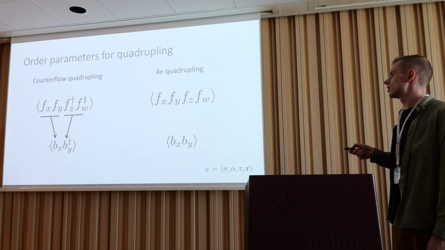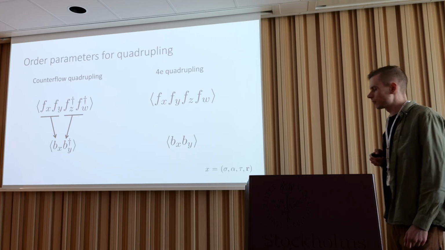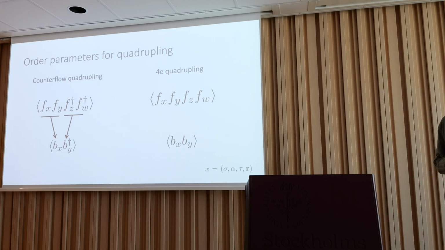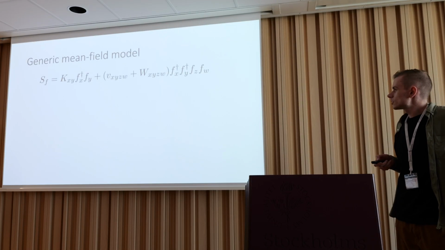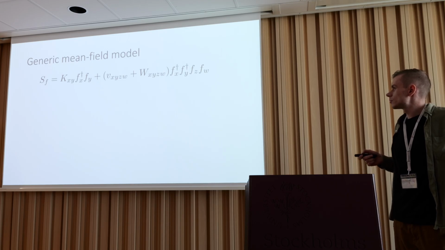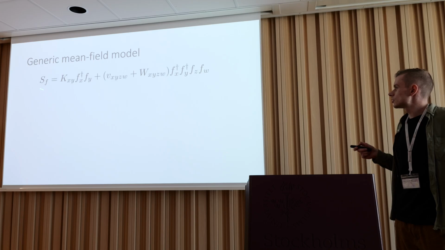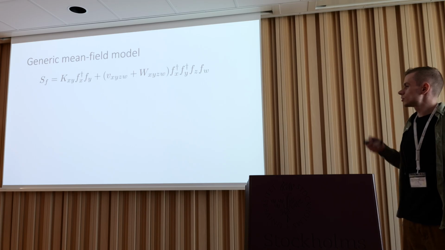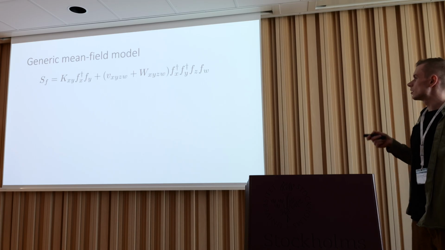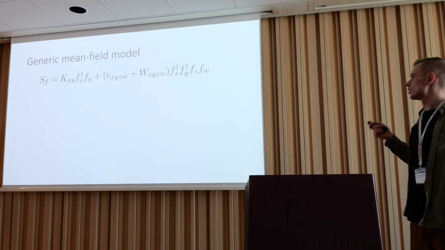So the first step is to introduce auxiliary fields. In this case, these are bosonic fields, which would correspond to pairs of fermions. So I will start the generic derivation from this kind of action. There is a kinetic term, there is an interaction term which is quadratic in fermionic operators, and then there are these two parts: the small v will be responsible for superconductivity, and this one will be a repulsive interaction in general.